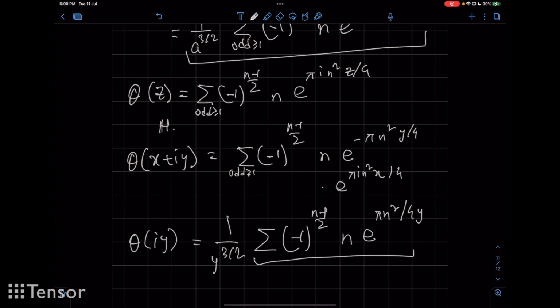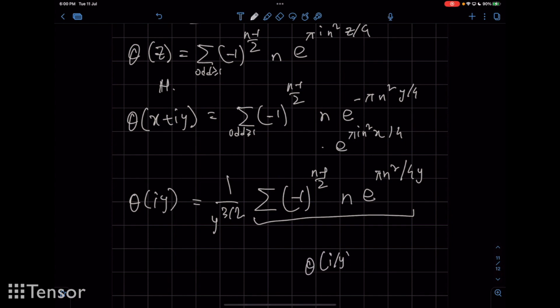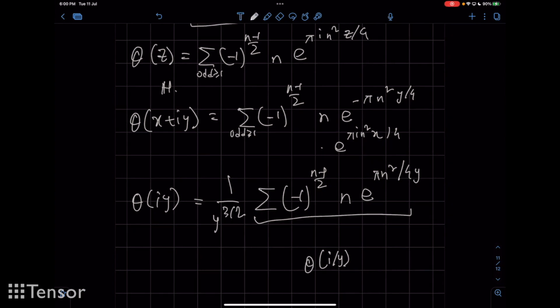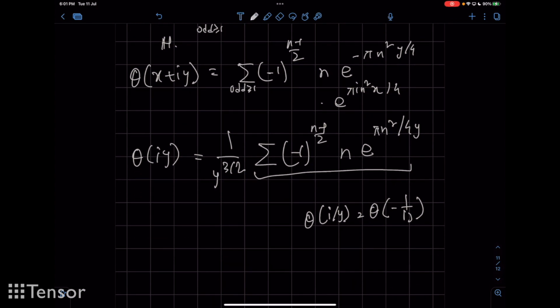And what is this? This is the same as theta of i over y, using the definition of theta. And theta of i over y is the same as theta of negative 1 over iy. So now what do we have? We have that theta of negative 1 over iy is the same as y to the plus 3 over 2 theta of iy.